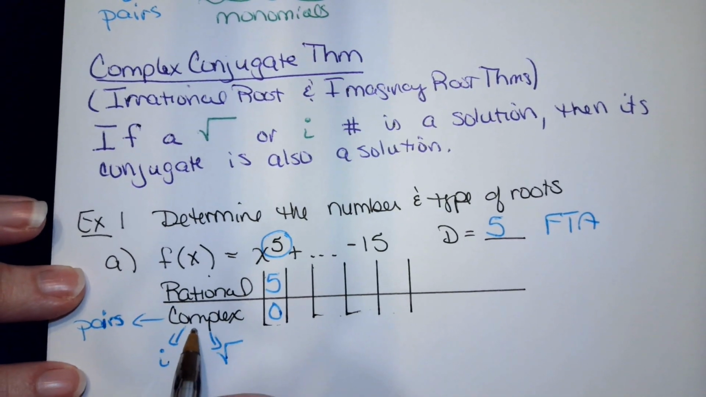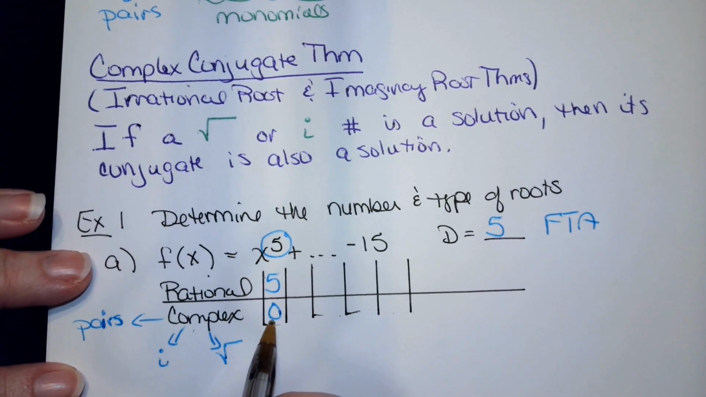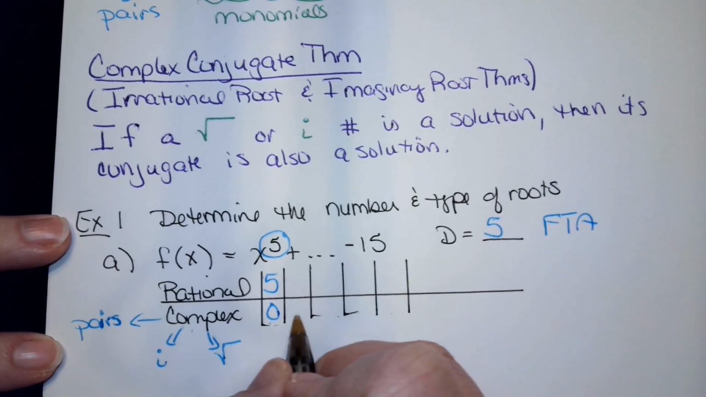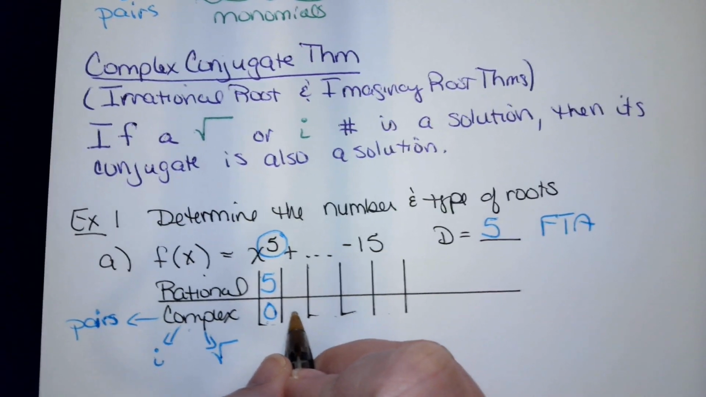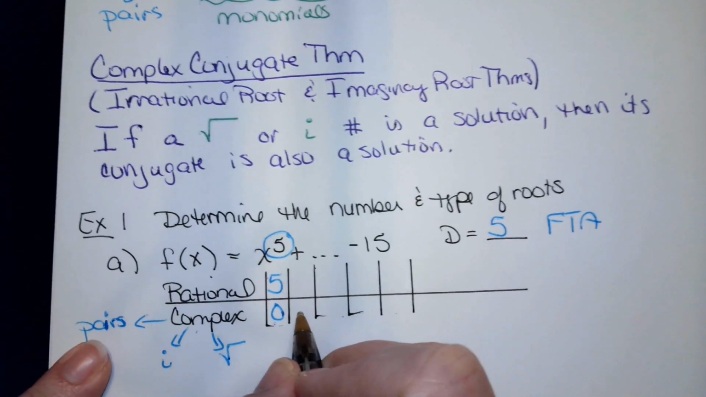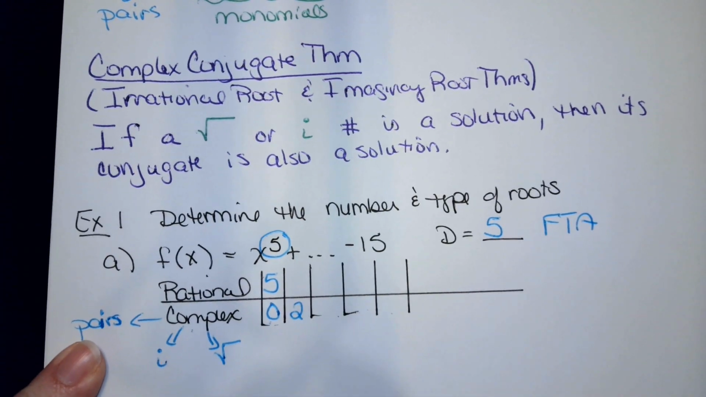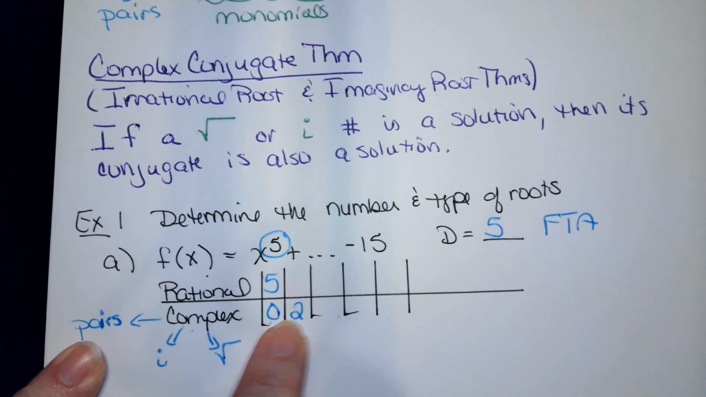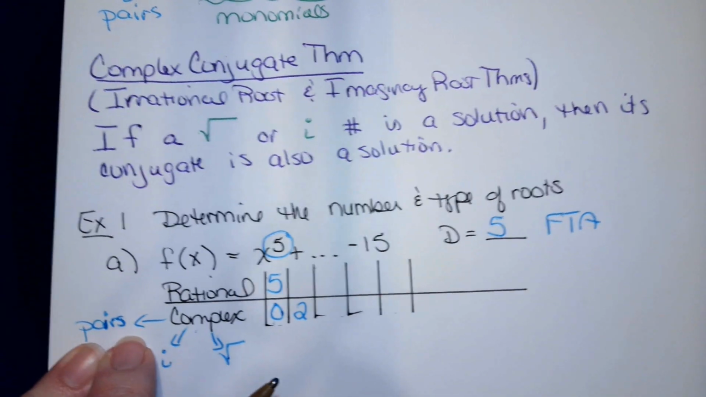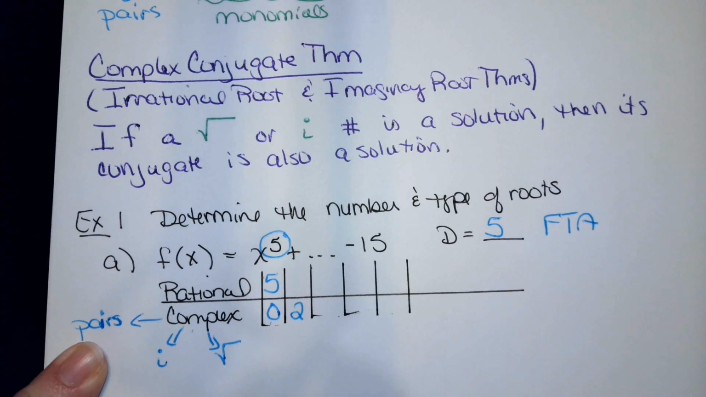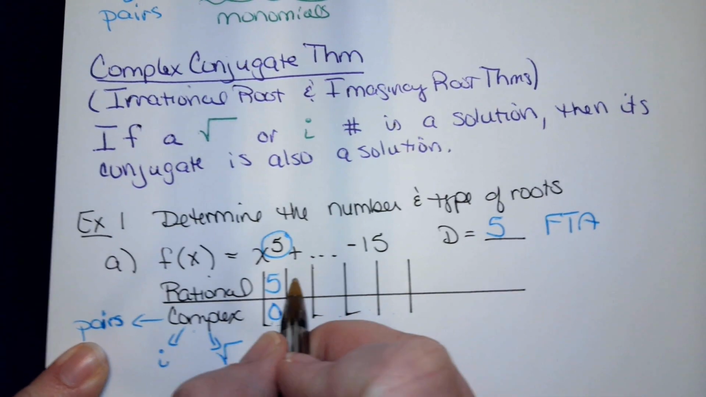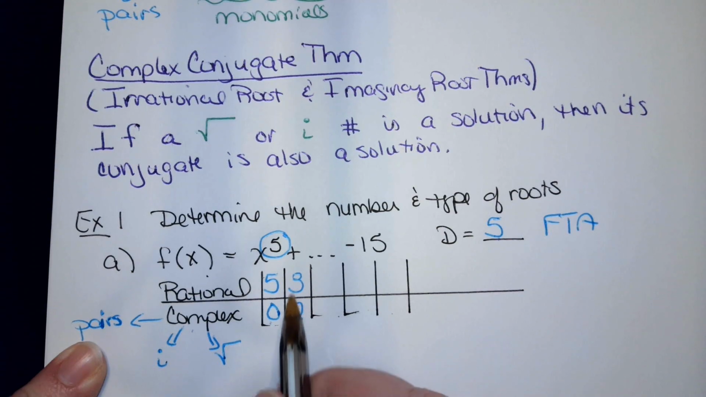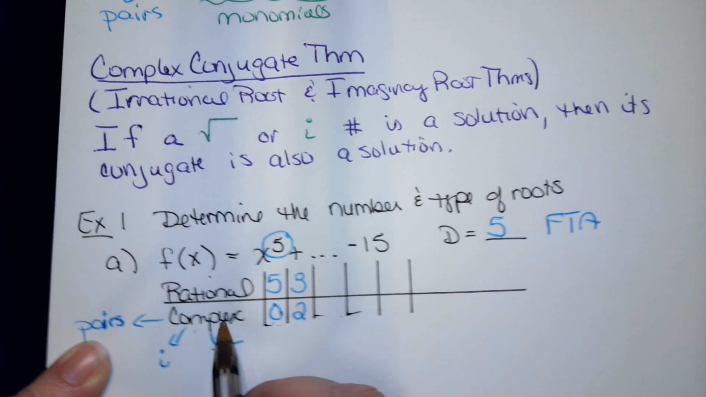All right, for our complex, if we don't have any to start with, that's a 0. But can I have one complex answer? No, because again, they travel in groups of 2, so the smallest amount of complex answers I can have is 2. So if 2 out of 5 of my solutions are complex, how many are left to be rational? Well, 5 minus 2 is 3. So we still have a total of 5 solutions, but 3 are rational and 2 are complex.